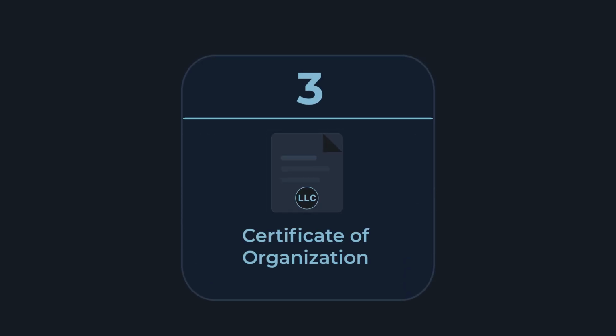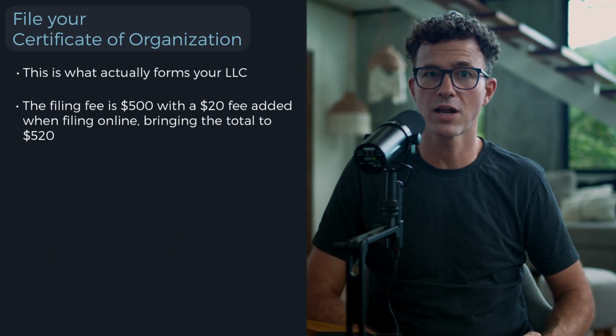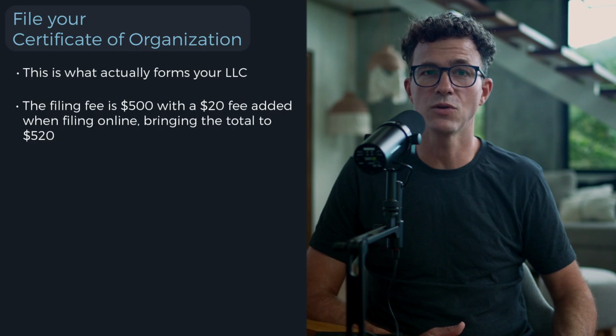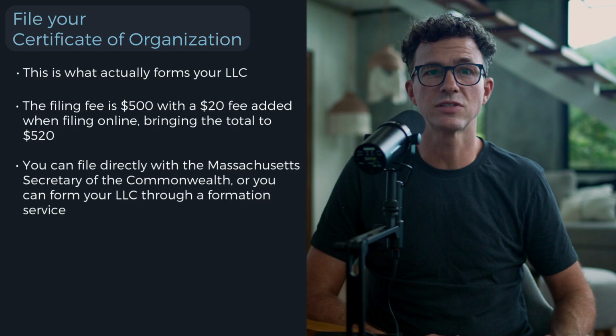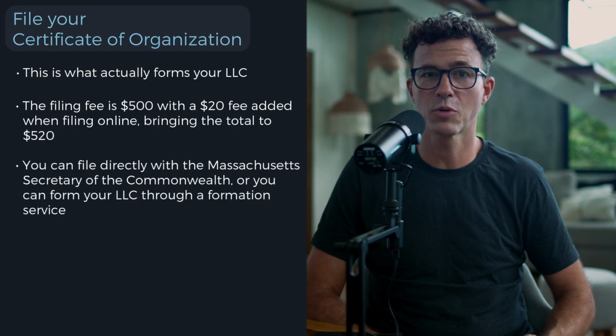Step 3, file your certificate of organization. This is what's actually going to create your LLC. The filing fee is $500 with an additional $20 fee when filing online, bringing the total to $520. You can file directly with the Massachusetts Secretary of the Commonwealth online, in person, or by mail.